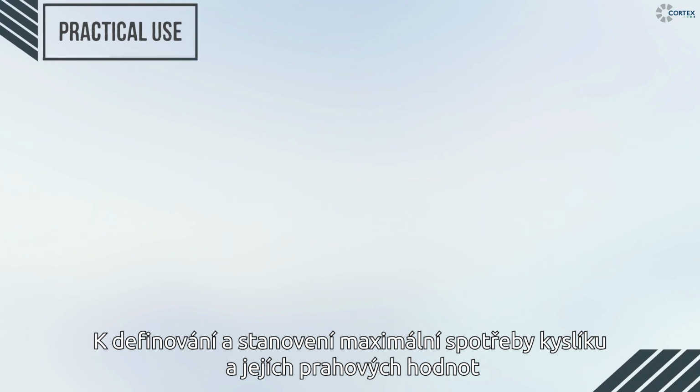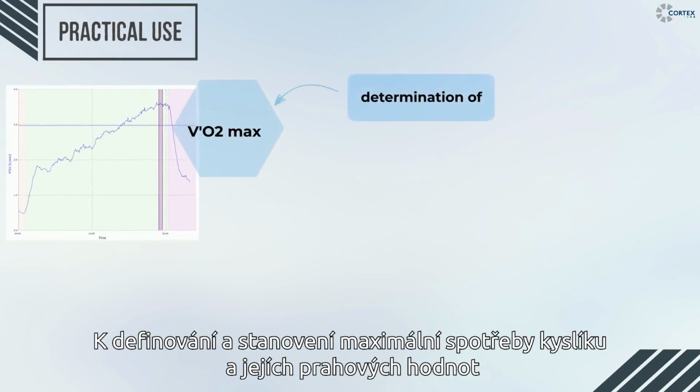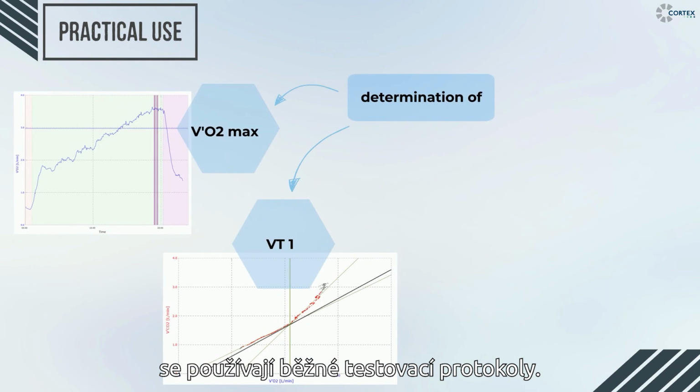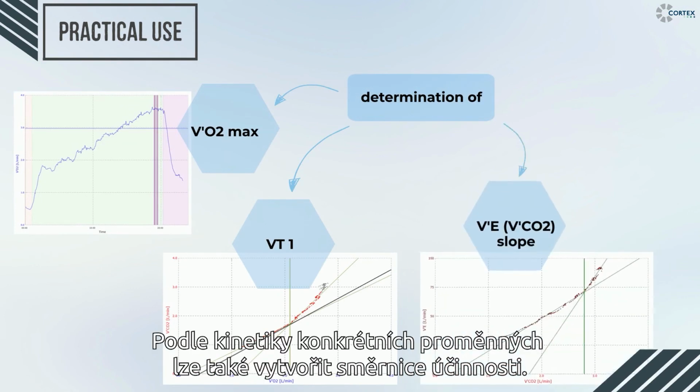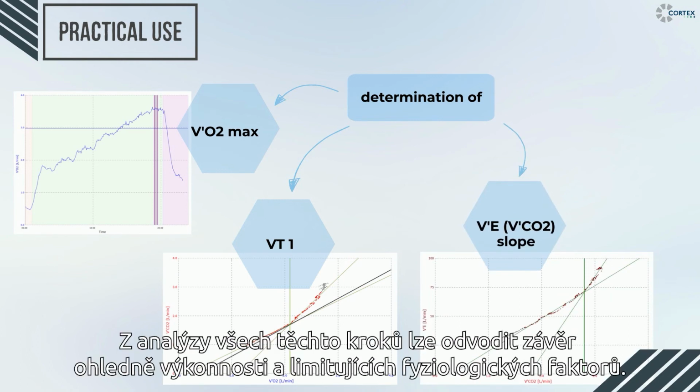Common testing protocols are used to define and determine the maximum oxygen uptake and its thresholds. Efficiency slopes can also be generated by looking at the kinetics of specific variables. By analyzing all these steps, a conclusion can derive on the performance and limiting factors of the physiological system.